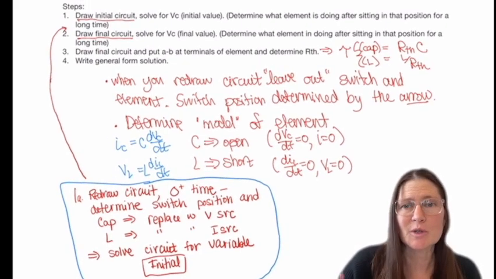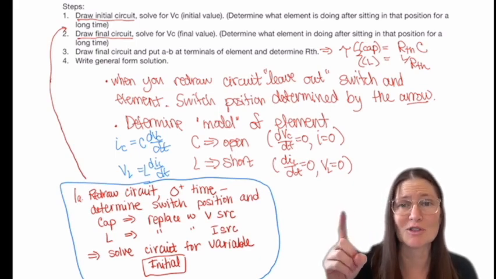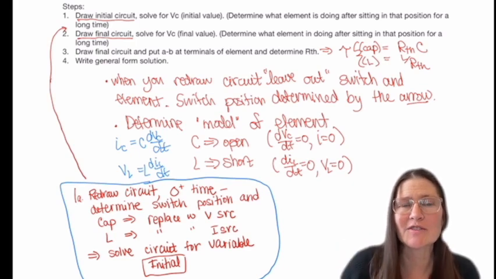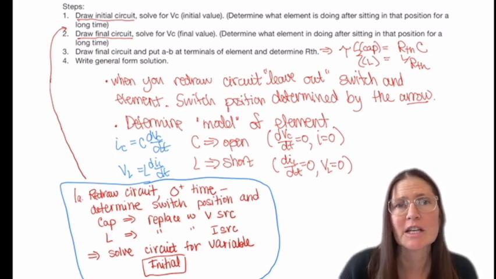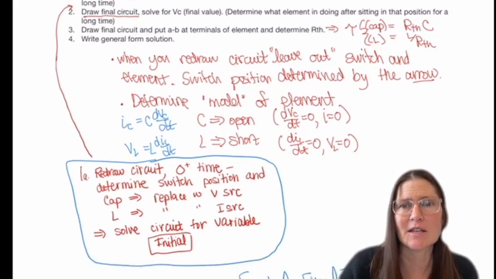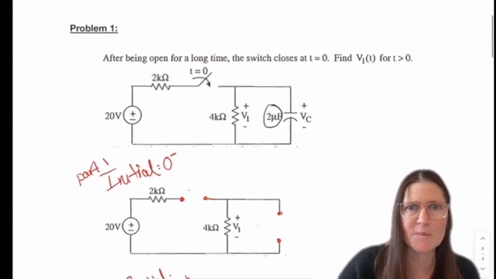First we're going to do the initial circuit and find VC. For this one it will be a capacitor circuit, so we'll find VC. From there, we're going to change VC to a voltage source and find the initial value of the circuit when it's in its second position, which is 0 plus, right after the switch has happened. Then we're going to do the final circuit and then find tau, and then we'll write the general form equation for this. So this is our problem.